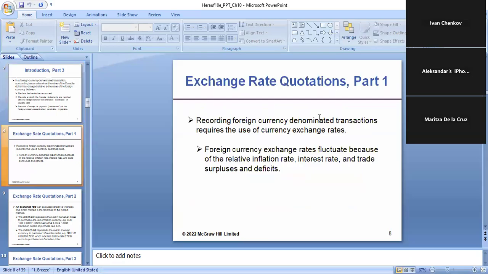Recording foreign currency denominated transactions requires the use of currency exchange rates, obviously. Foreign currency exchange rates fluctuate because of so many things: inflation, political situation, and sometimes it's just rumors. Everything can affect the foreign currency exchange rate.